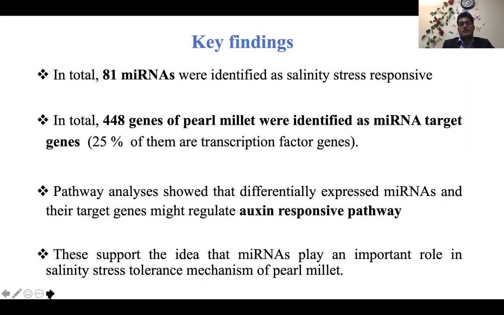So the key findings of our studies are: we discovered 81 microRNAs in pearl millet which are salinity stress responsive, and we identified 448 target genes for these microRNAs. Around 25% of them are transcription factors, and these microRNAs regulate the auxin responsive pathway during salinity stress. And we think that some microRNAs play a role in the salinity stress tolerance mechanism of pearl millet, like in other crops such as Arabidopsis and rice.